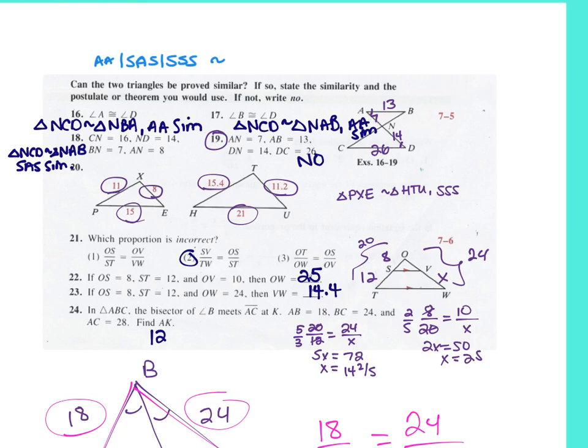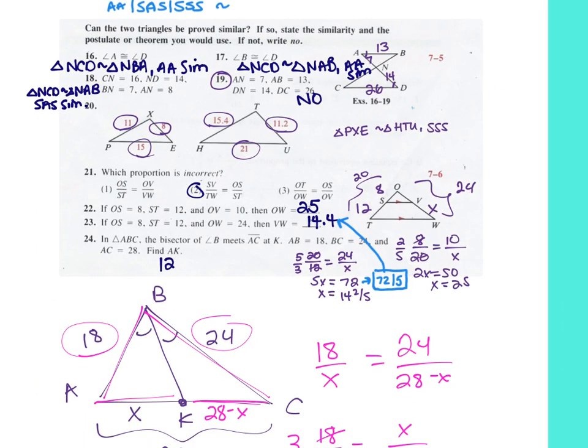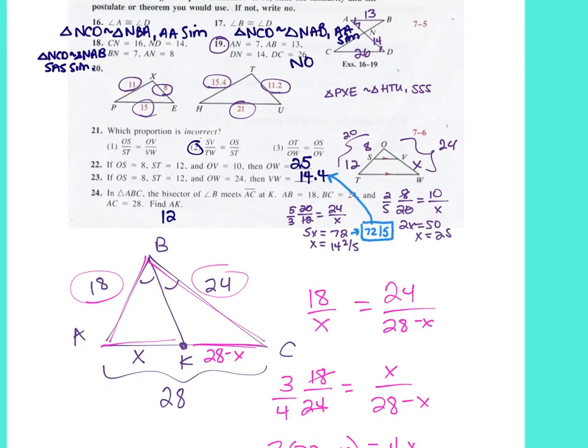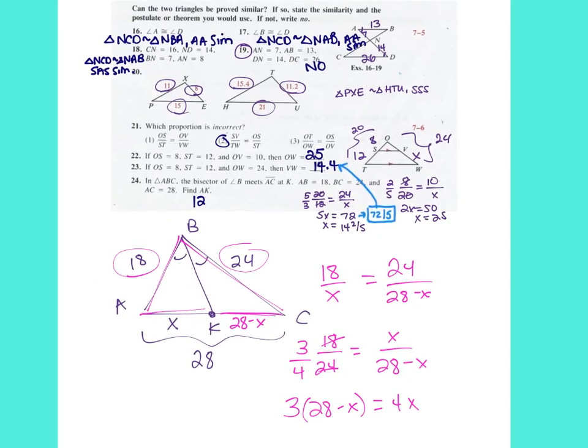22 is 25 and 23 is 14.4, which on your test you'll leave in terms of an improper fraction, which would be 72 over 5. That's how the format will be on that answer. That was your triangle proportionality theorem. And then 24 is 12, and that's your angle bisector one. So all that work is there on the bottom. Messy, but it's there.